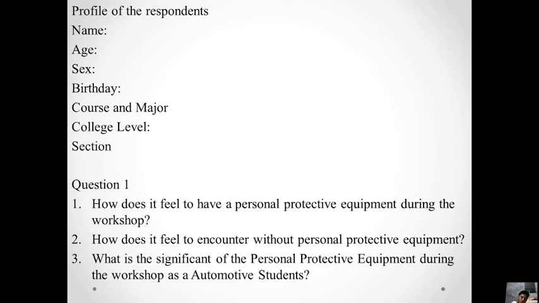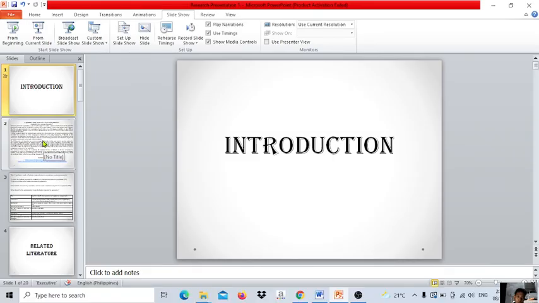Question number one: How does it feel to have personal protective equipment during the workshop? Number two: How does it feel to encounter a person without personal protective equipment? Number three: What is the significance of personal protective equipment during the workshop as automotive students? At the end of my first examination, thank you.